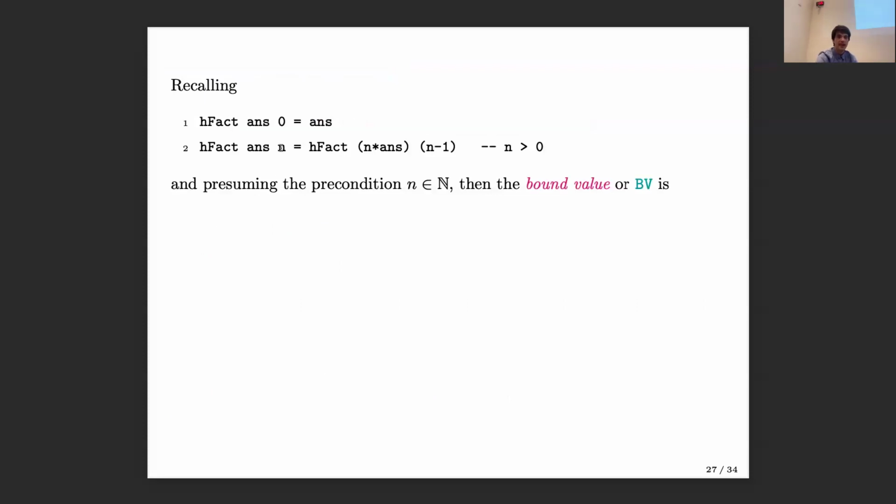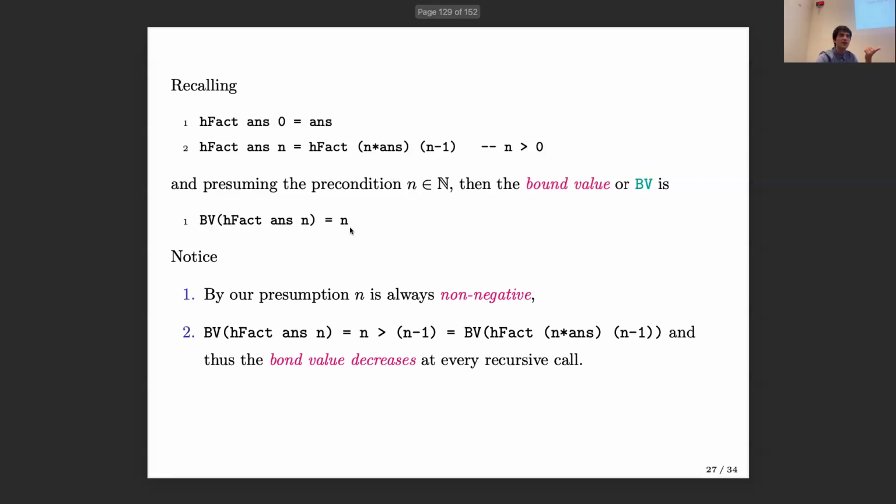So my claim is that the bound value for this function is its input N. Let's check two things. Is the bound value always non-negative? Yeah, that was a precondition, actually. Is the bound value decreasing strictly? Well, let's check. The bound value of this is N. N is bigger than N minus 1, which would be the bound value of this. So it is decreasing strictly and positive, and therefore this tail recursion must terminate.